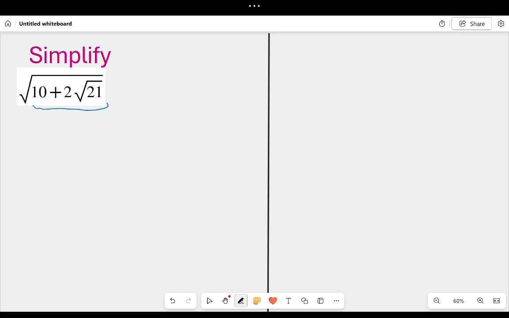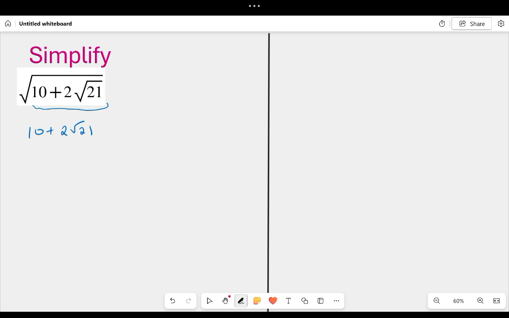To solve this, we are just going to consider what is inside the square root. I'm going to write this as 10 plus 2 square root of 21. Let us evaluate this carefully because I have two parts: 10, and 2 square root of 21.